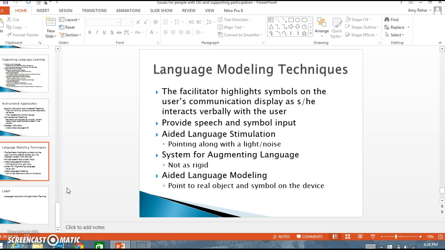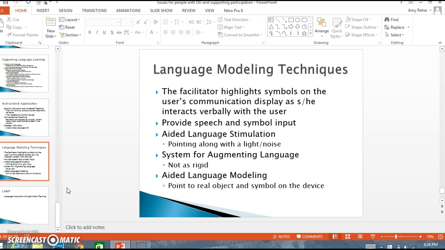Aided language modeling is really good for really young children or children who you are not sure have communicative intent yet, or children who don't yet have picture-object representation. This is when you're going to be pointing to the real object and the symbol on the device.